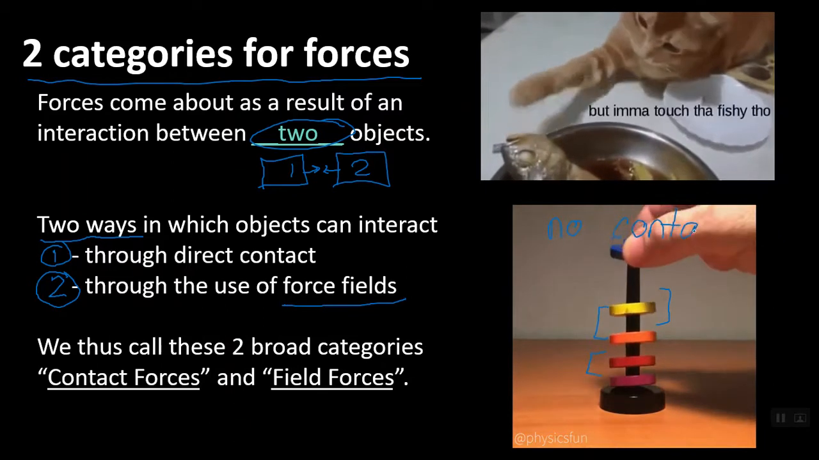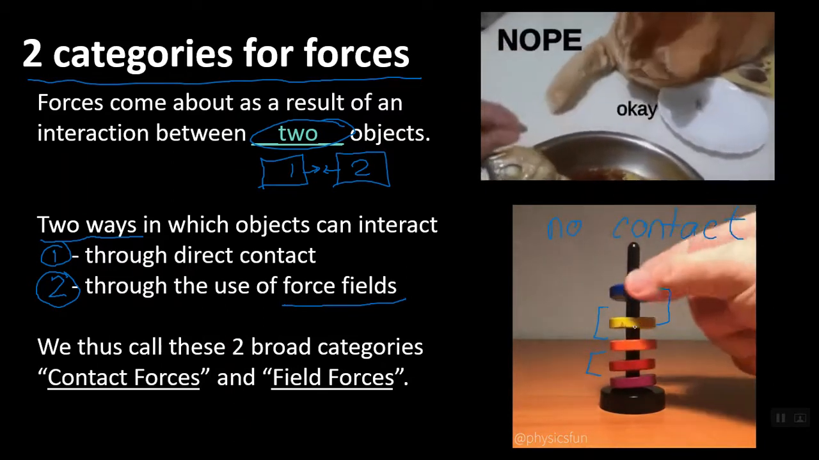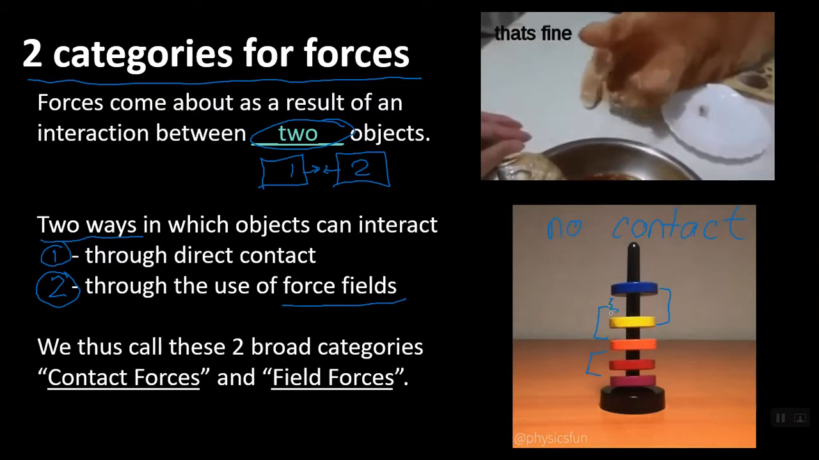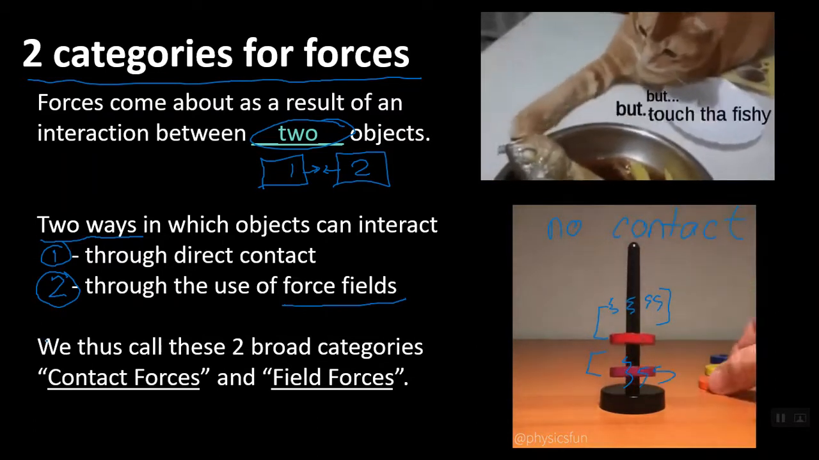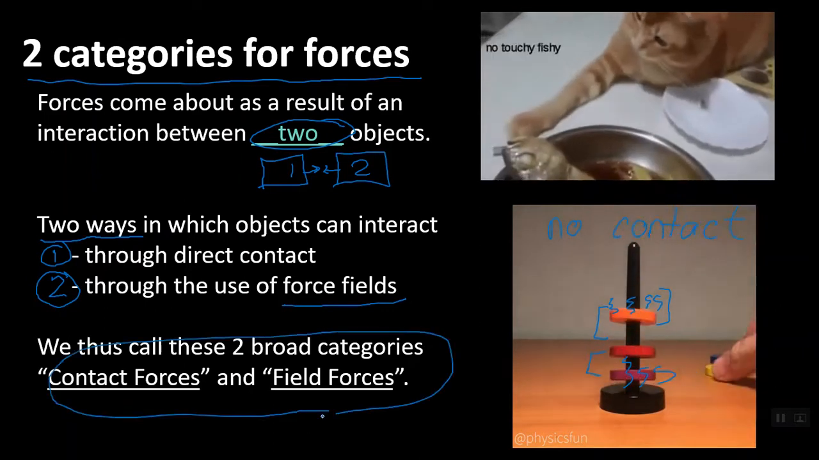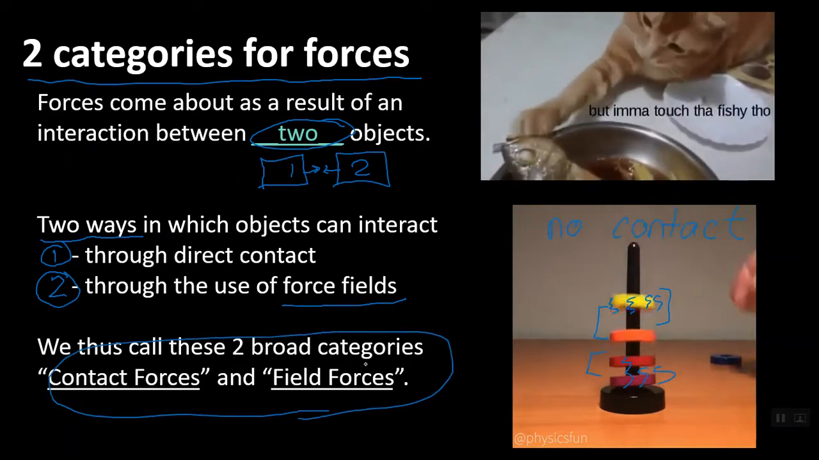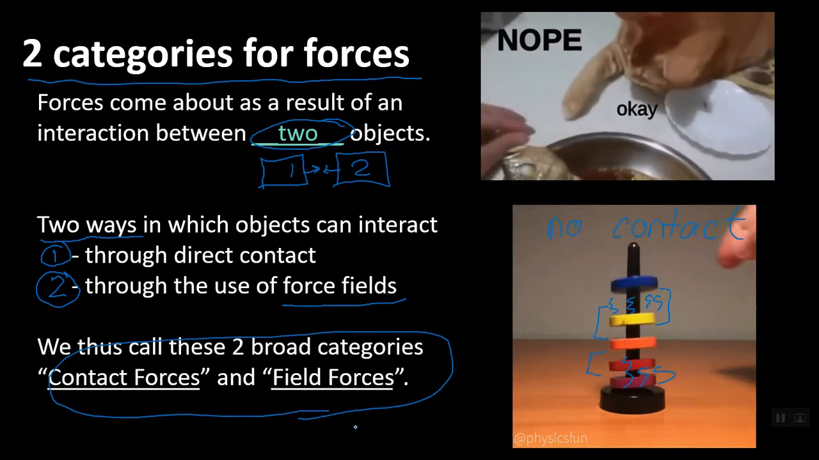So this is another way that objects can interact, through direct contact or through the use of force fields. Because these are the 2 methods, we will call these 2 broad categories contact forces, for forces through direct contact, and field forces, forces that work through force fields.